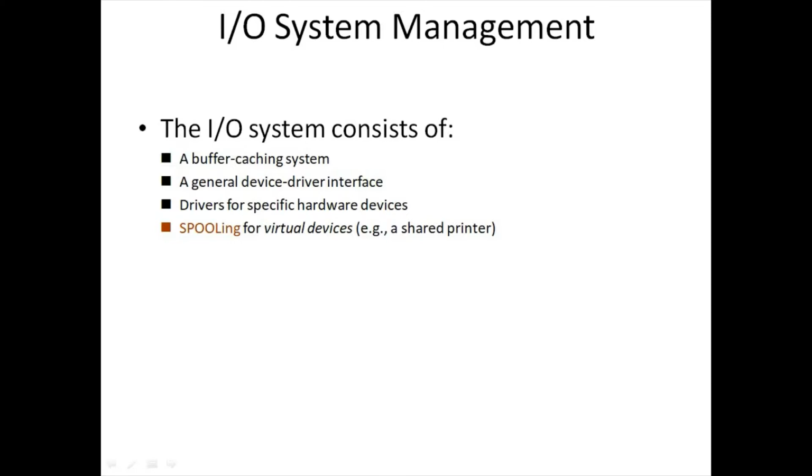And IO system management. The IO system consists of a buffer cache system, a general device driver interface, the drivers for specific hardware devices, and simultaneous peripheral operation online, or virtual devices.